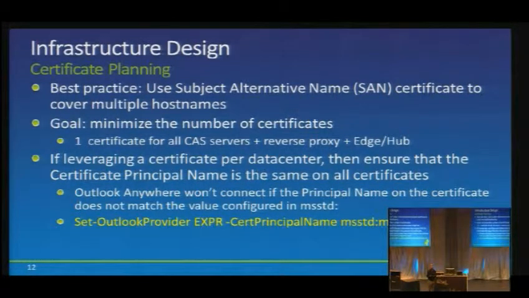Why? Because you saw those namespaces. You're probably going to have a couple different names that you're going to need to use. Probably one for each data center, for example. So using a SAN certificate, yes, it's a little bit more expensive to get one of those, but you have the flexibility to use multiple names. You have the flexibility to take that certificate and put it on multiple endpoints, put it on your CAS servers, put it on your reverse proxy servers, and really minimize the number of certificates that you have to purchase. And that's a good thing.